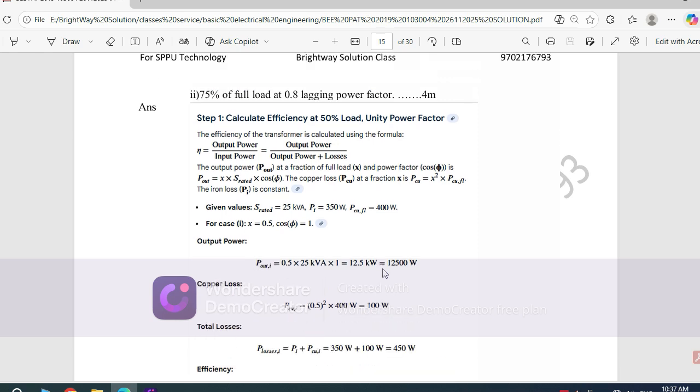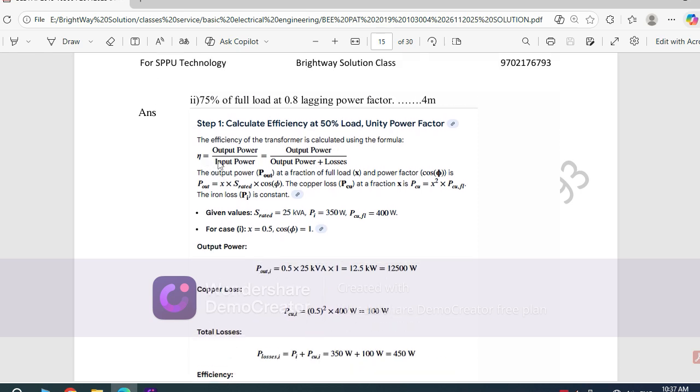The first step is the basic efficiency formula: output power upon input power. Input power is the sum of output power plus losses. The full load capacity of the transformer is its actual rating, 25 kVA. Its iron loss is 350 watt, which is a constant loss, and copper loss is 400 watt, which is a variable loss.